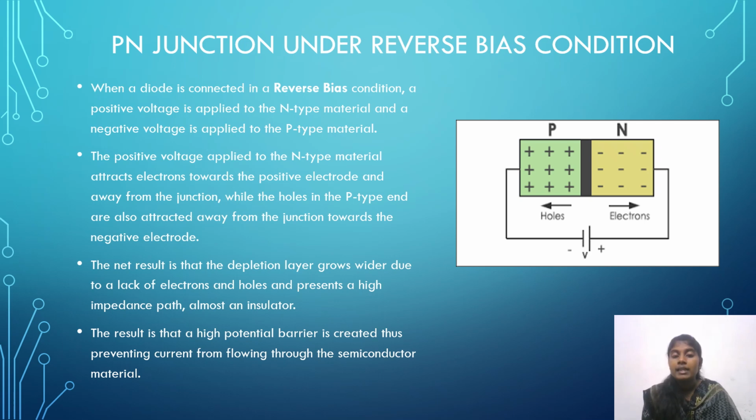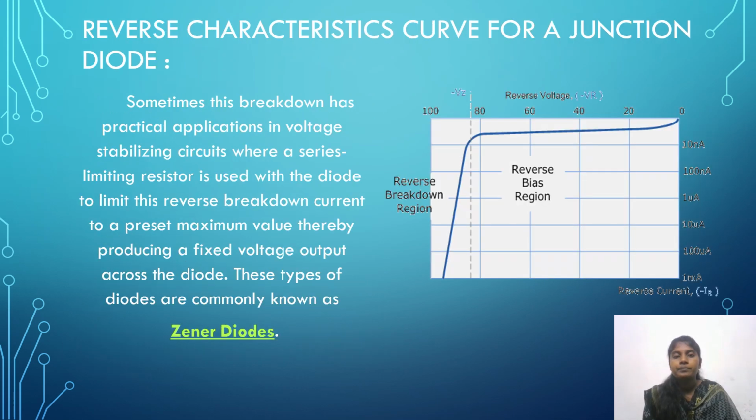The net result is that the depletion layer grows wider due to a lack of electrons and holes and presents a high impedance path, almost an insulator. The result is that a high potential barrier is created, thus preventing current from flowing through the semiconductor material. The figure shows the reverse bias condition of the PN junction diode. This is the reverse bias characteristics curve for the PN junction diode.